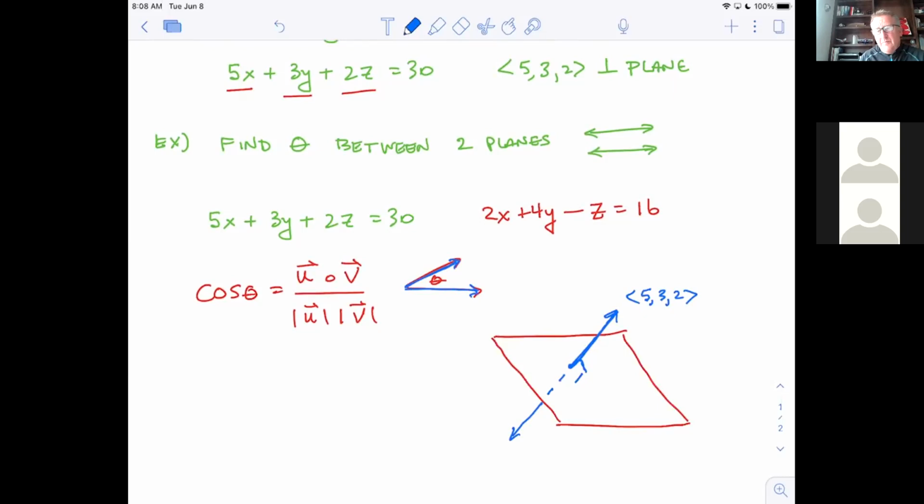I'm thinking about the angle between the planes, but in the end, we saw that there's a lot of cool things I can do with vectors. And so could I maybe consider the vector 5, 3, 2, even though that's not the plane? So some way I could use that. Just want to give you a second to think about that.